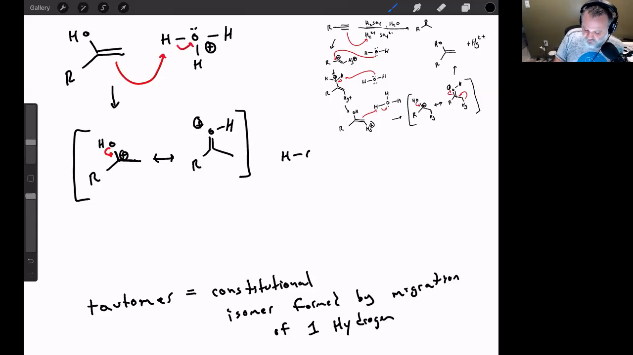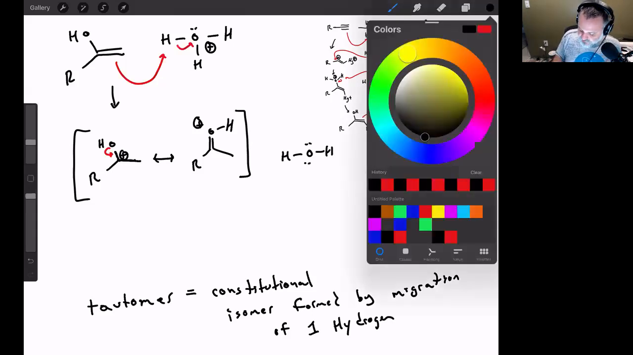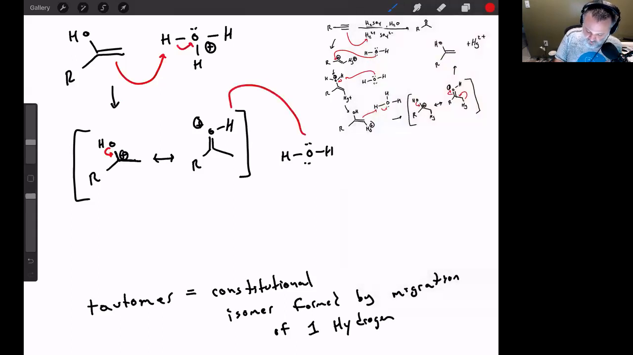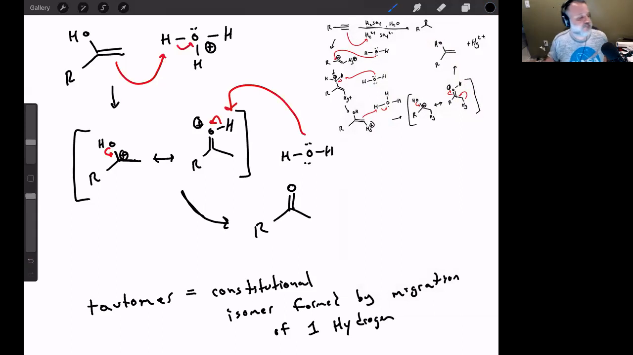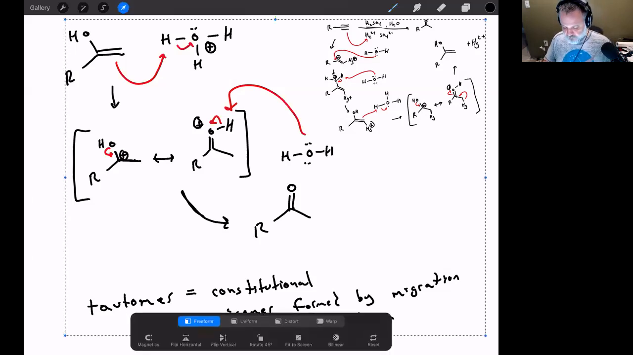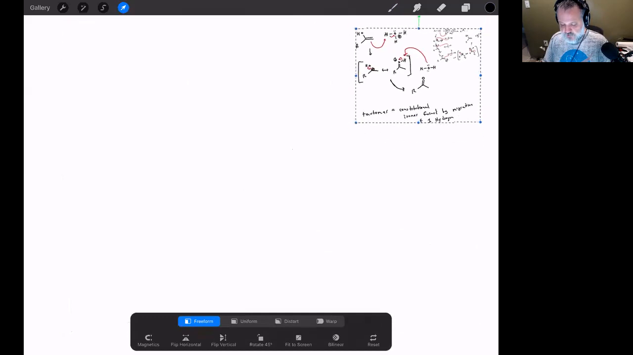Now, once you've done that, you can have water come along to reform the catalyst by deprotonating that positively charged carbonyl group. And at the end of the day, that's what forms the ketone. So let me pause a beat and see if there's any questions about that. Okay. All right.